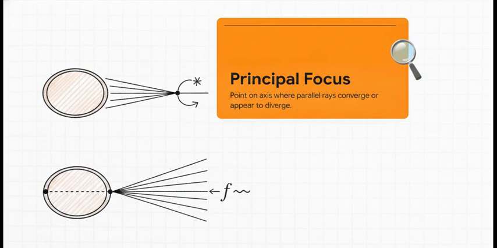Next up, we have the principal focus. Imagine you shoot rays of light perfectly parallel to the center line of the lens, which, by the way, we call the principal axis. Those rays will undergo refraction. For a convex lens, they converge at one specific point. For a concave lens, they'll appear to diverge away from it. And here's the really important detail. The distance from our ground zero optical center to this principal focus is called the focal length, and we represent that with a lowercase f. This focal length is basically the defining characteristic of any lens. It tells you exactly how powerfully that piece of glass bends incoming light.